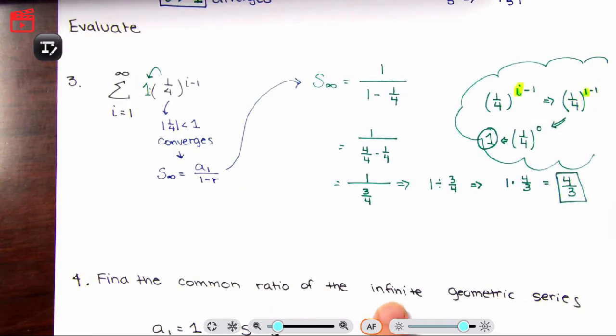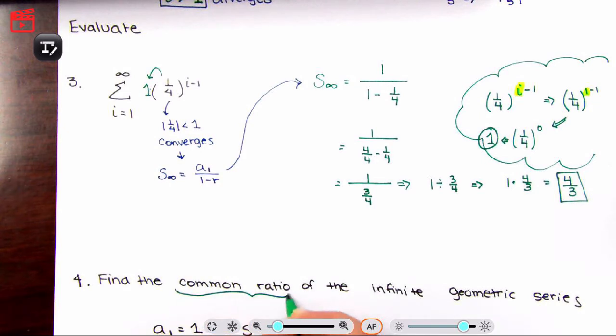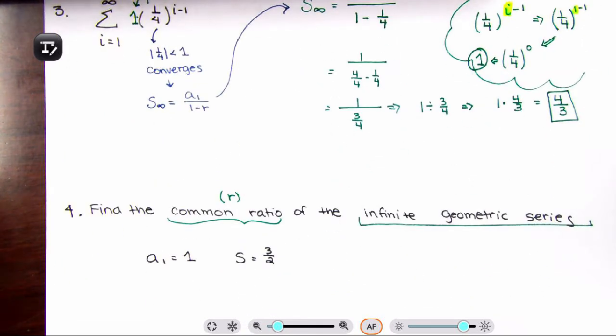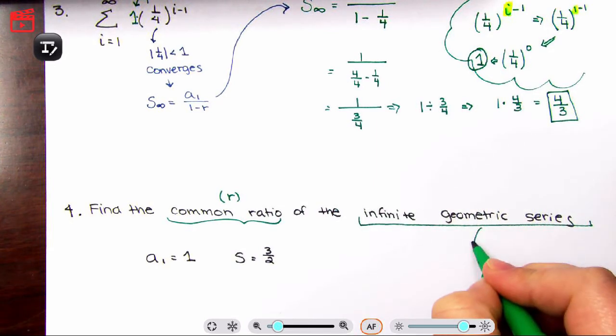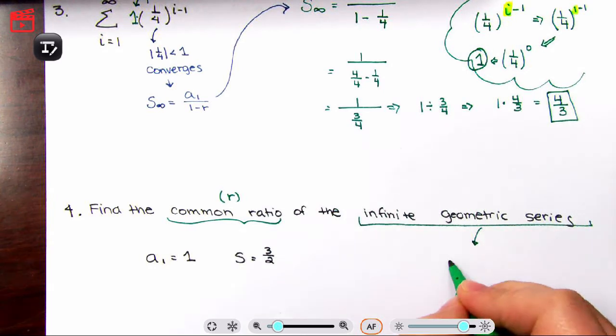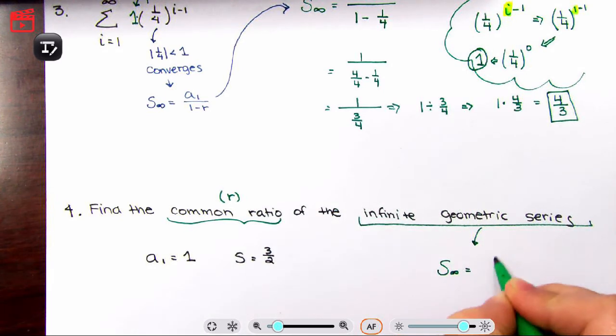Find the common ratio. Common ratio is your r value of the infinite geometric series. So they have to tell you some information in order for us to know what to do. So we were trying to find the common ratio of the infinite geometric series. That means it is converging because a series does exist. If it was diverging, the series wouldn't exist. So we start out with a formula. Again, you can put the infinity there just to let you know.